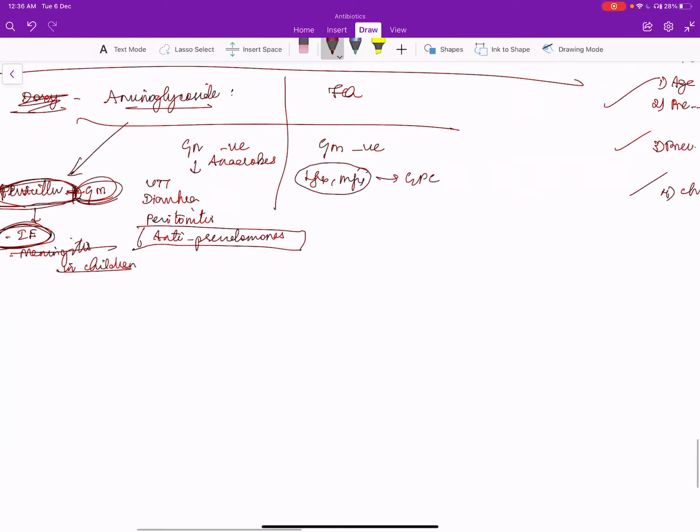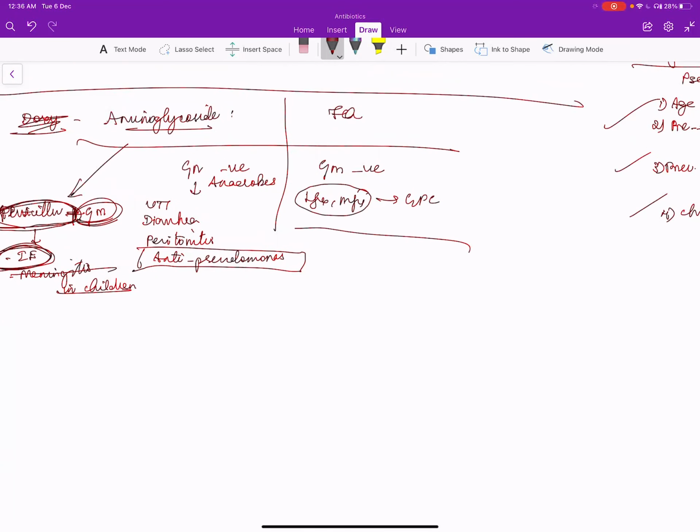Okay, then nothing much about fluoroquinolone, I think. We have discussed the points already.